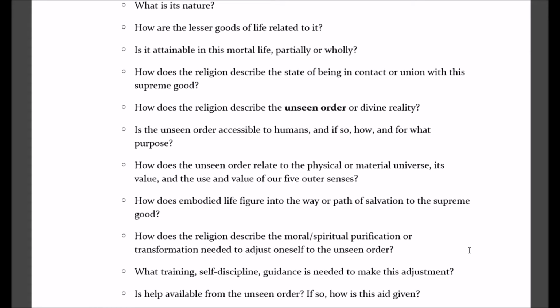And then, is help available from the unseen order? In other words, from the divine reality? Are there ways that the divine reality breaks into our ordinary life in this world and gives us help or aid toward salvation, toward the supreme good? Okay? So there you go.